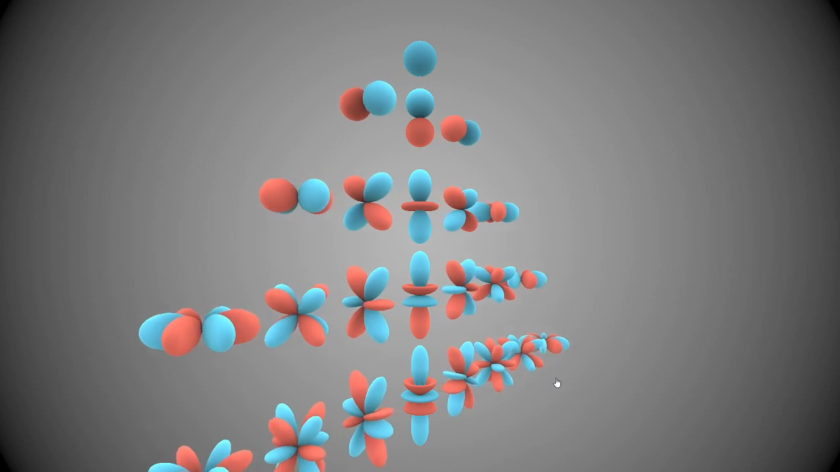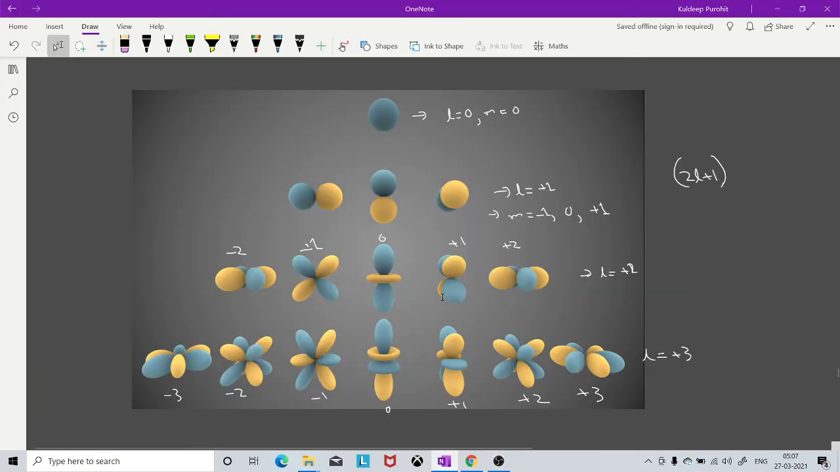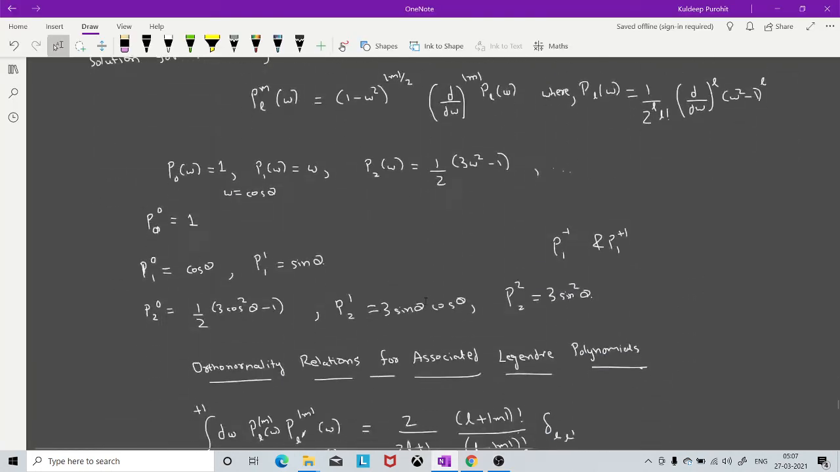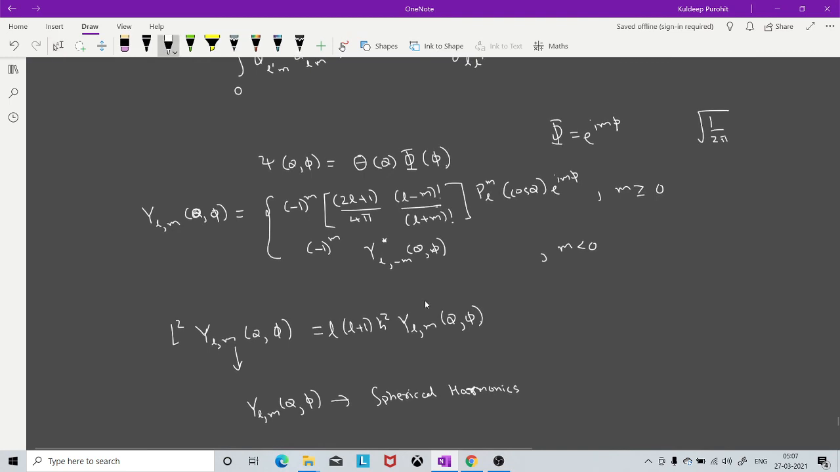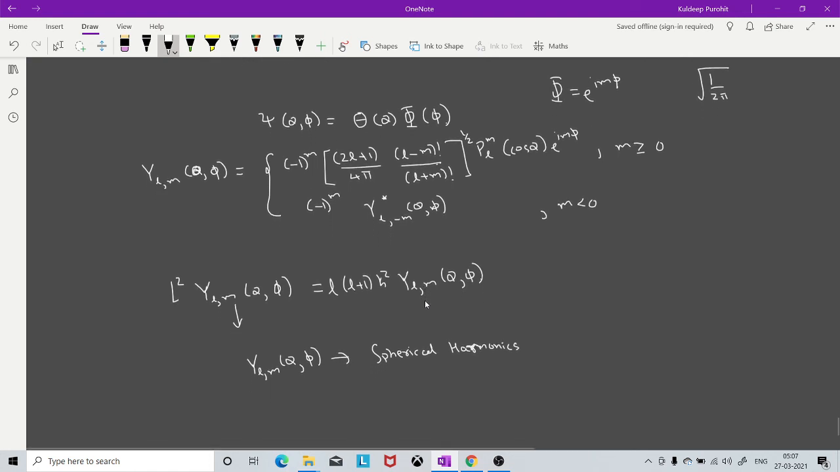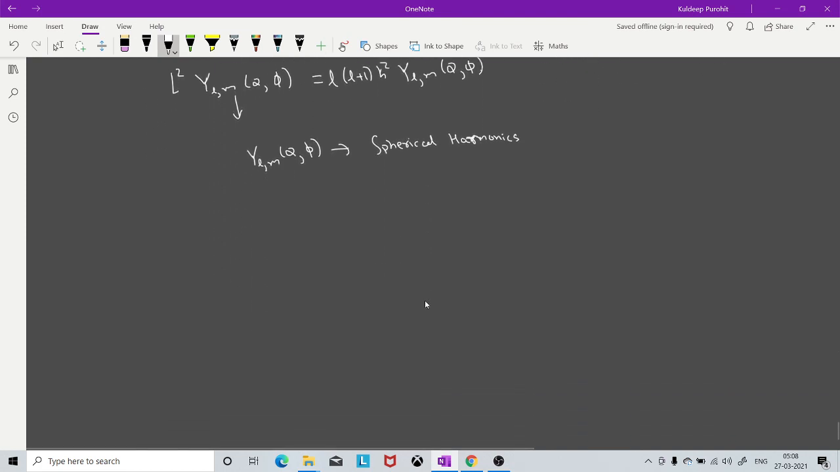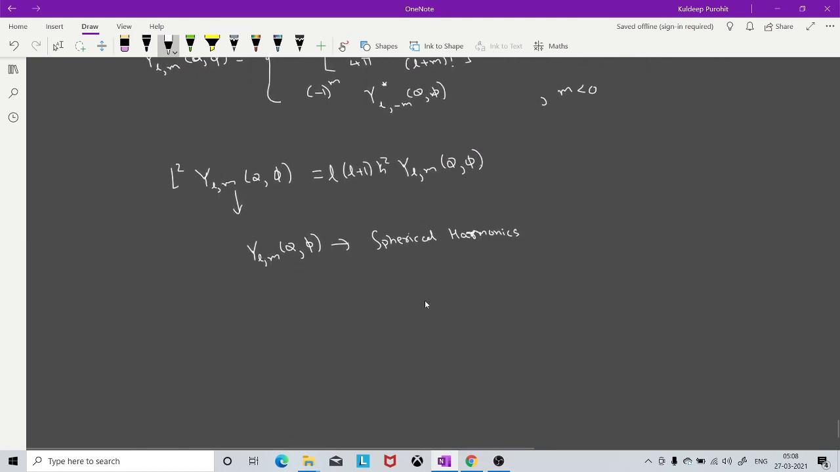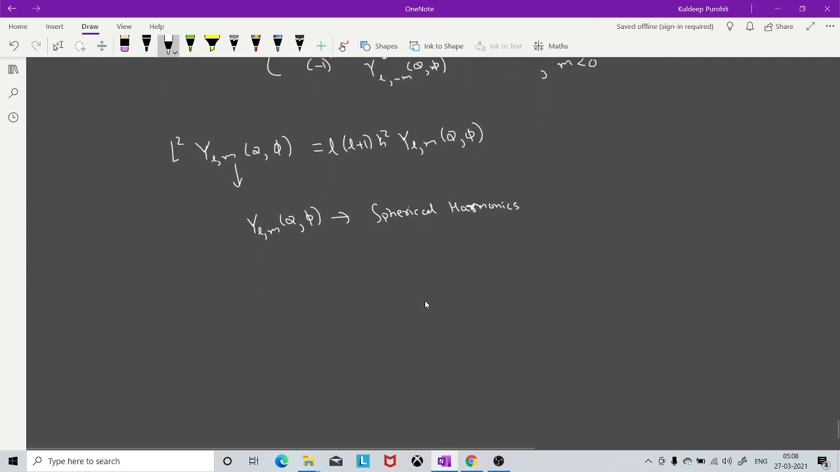So this was the thing, and just one correction here: there will be a power of 1 by 2. This is where we will conclude our discussion on angular momentum. Thank you.